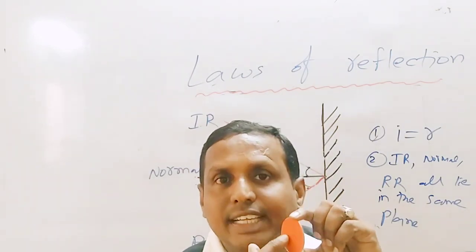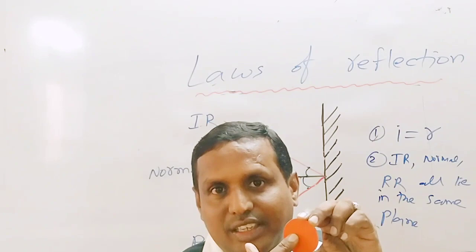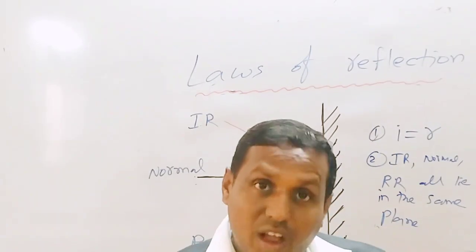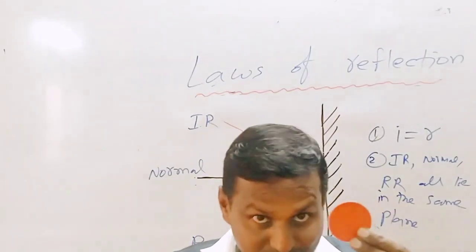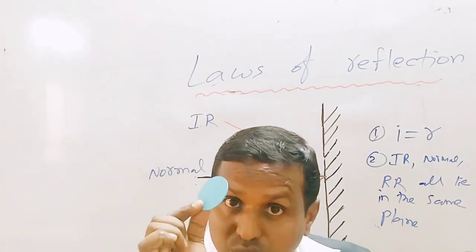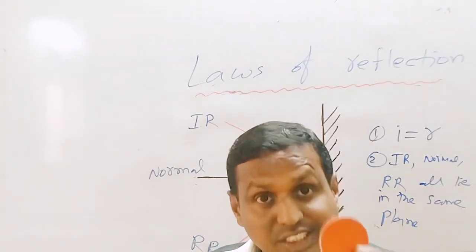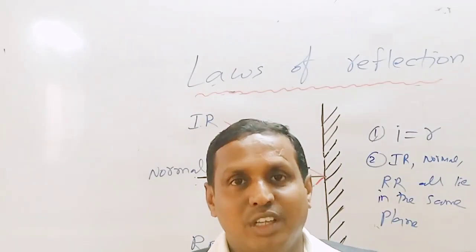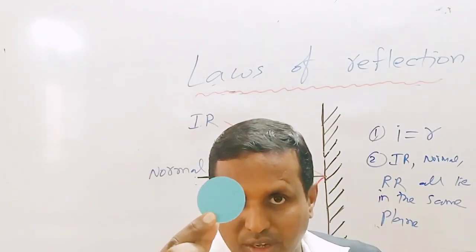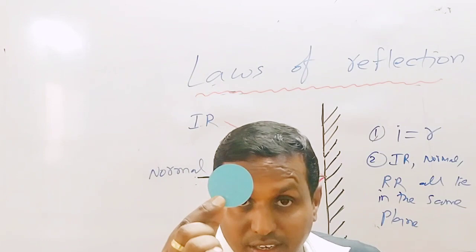But on the inner side, there is no chance for reflection here. So, concave mirror, convex mirror. This mirror is known as the converging mirror. This mirror is known as the diverging mirror. The concave mirror is known as the converging mirror.